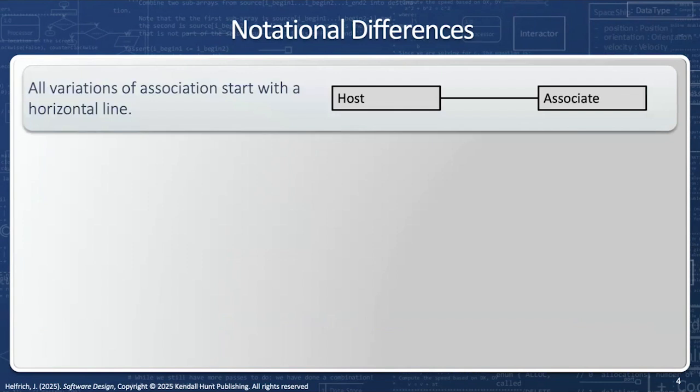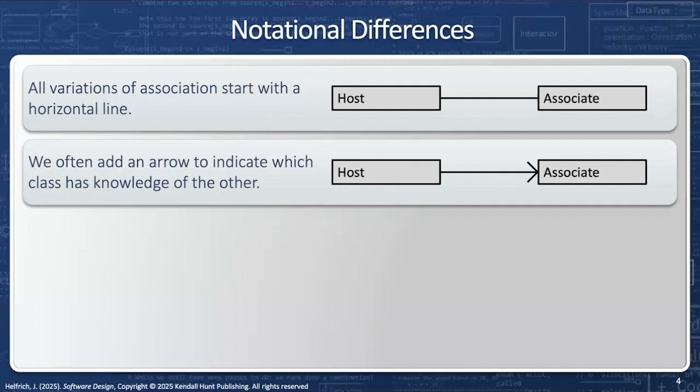First of all, anytime I have a horizontal line, that pretty much means association. Often we add an arrow to indicate which class has knowledge of another class. In this case, host has knowledge of associate. And how does it do so? Well, because associate is a local variable or a parameter or return value. However, associate does not have knowledge of host. It has no idea that host exists.